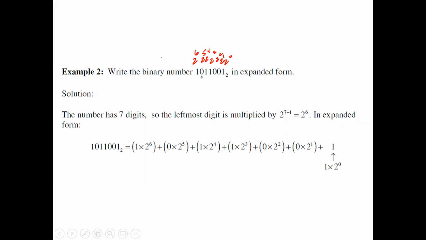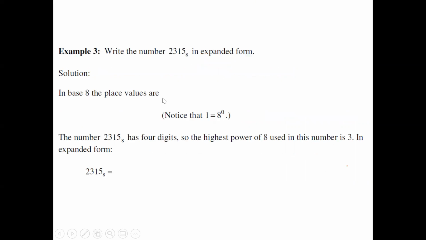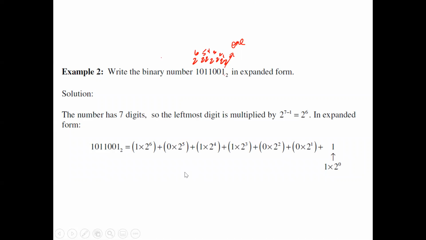Then from there, you go 1 times 2 to the 6th, 0 times 2 to the 5th, 1 times 2 to the 4th, and so on, and then add everything together. Just remember, your very last one is 1 times 2 to the 0, which is simply 1. Grab your calculator, multiply it out, add everything together, and you will get a number for that.